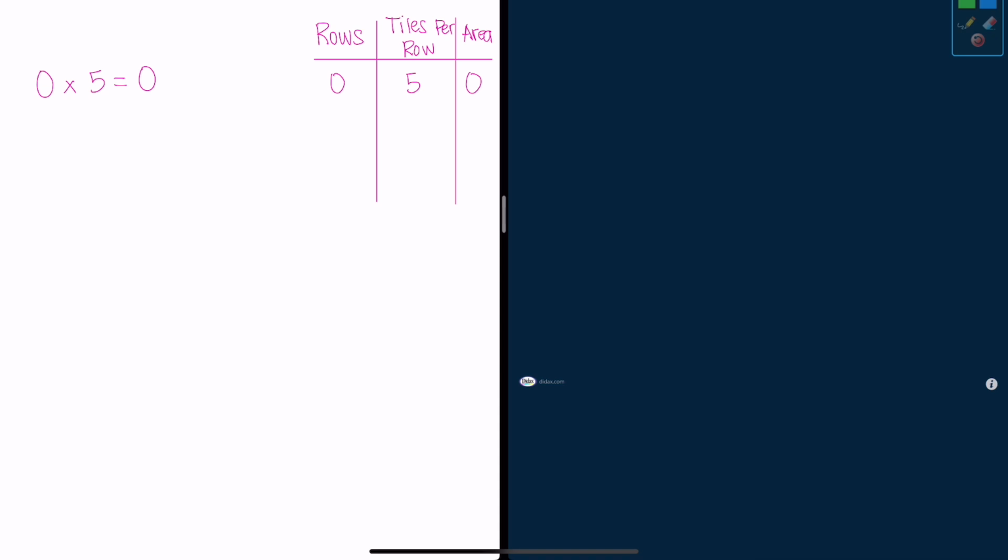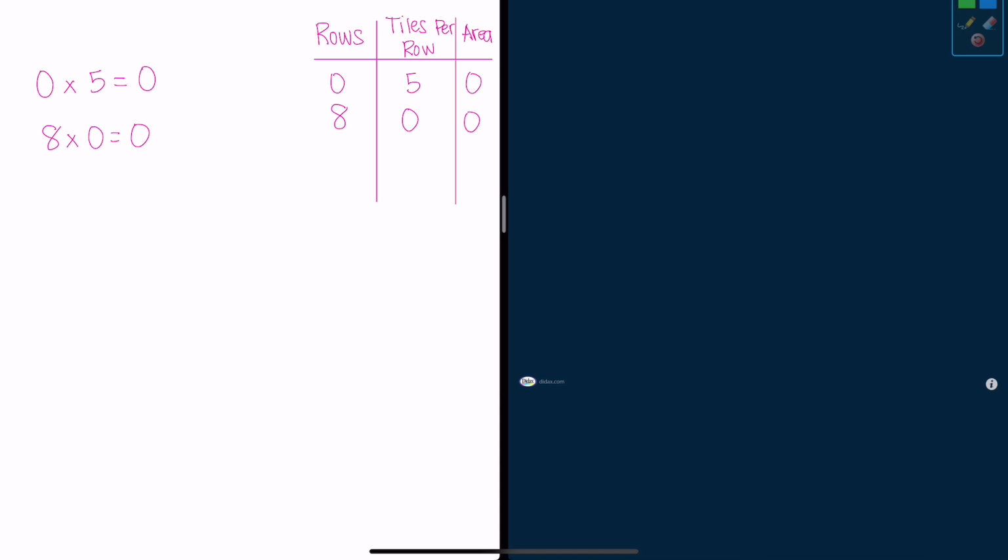Now I would like for you to think about how we could build a model for 8 rows of 0 tiles. Once again, we notice we cannot have 8 rows of 0 tiles. Therefore, the area would be 0. The multiplication equation for this is 8 rows of 0 is equal to an area of 0.